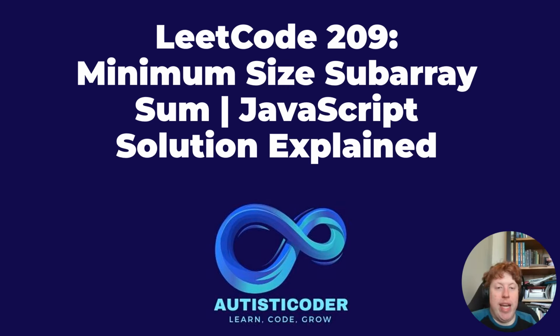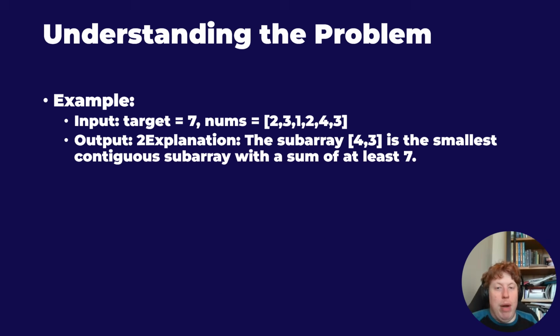In this video, we're tackling LeetCode 209, Minimum Size Subarray Sum. This problem is a great example of how to use the sliding window technique to optimize an otherwise brute force solution. We'll break it down step by step and implement an efficient JavaScript solution. Let's dive in. The problem asks us to find the smallest subarray length whose sum is at least target.